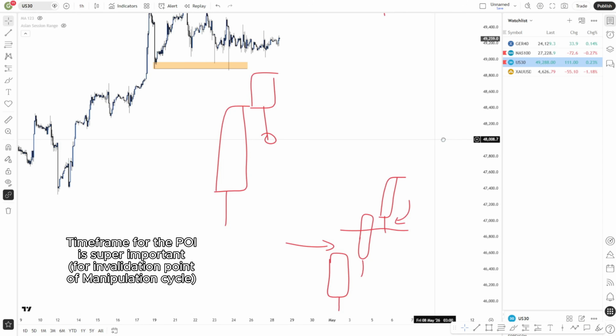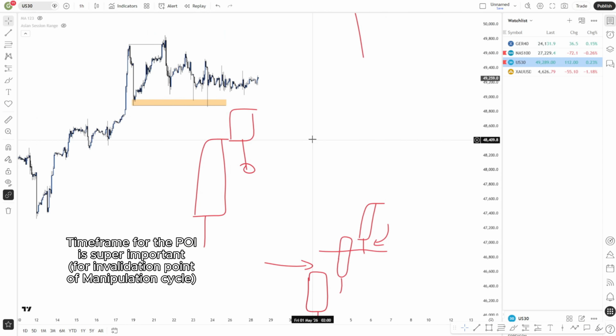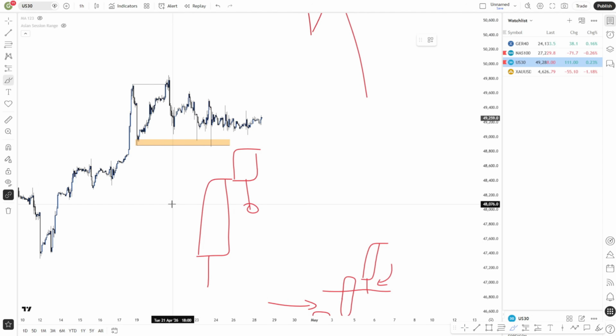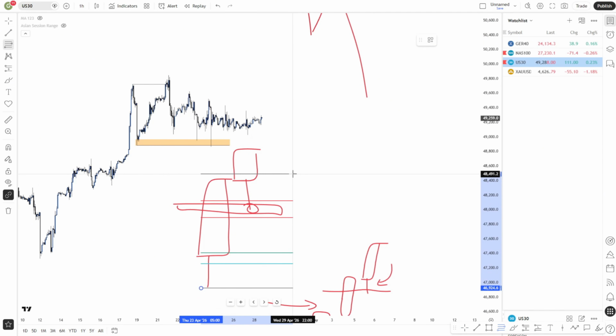Super simple. Hopefully it makes sense. I do not use any liquidity sweeps. I'm just gonna use the closest continuation level, maybe lining up with my Fibonacci levels, and that's it.